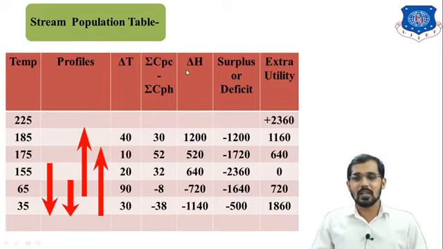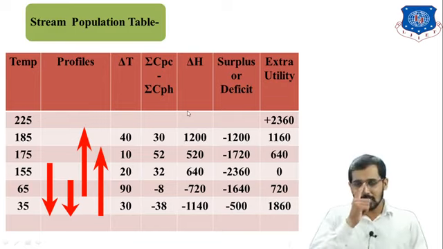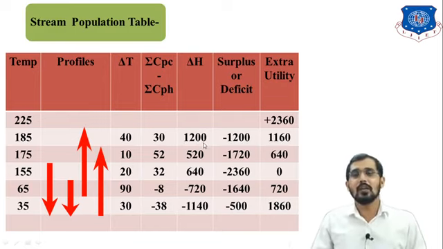Done. After that you can see delta H. Delta H is nothing but MCP delta T. Here MCP is the specific heat flow rate, so just multiply. First, 40 into 30 is 1200, 52 into 10 is 520, 32 into 20 you will get 640, 90 into minus 8 you will get minus 720, and lastly minus 38 into 30 you will get minus 1140. So this is all about delta H. This is nothing but sensible heat, and you can calculate this heat by using MCP delta T.